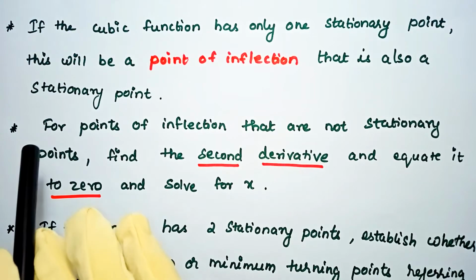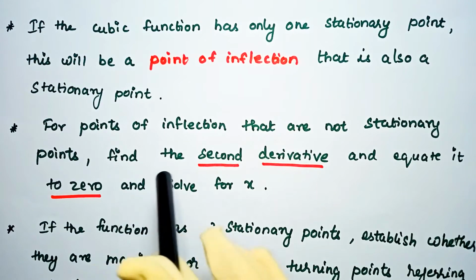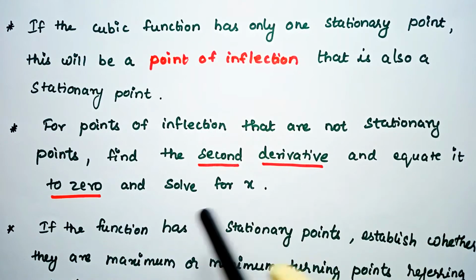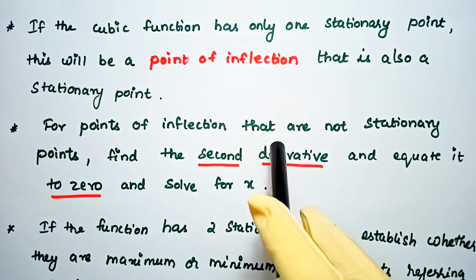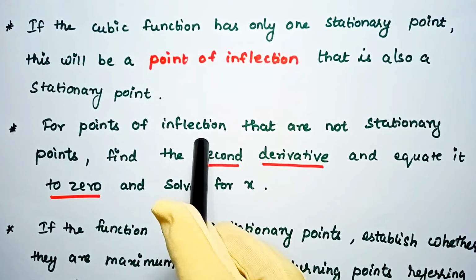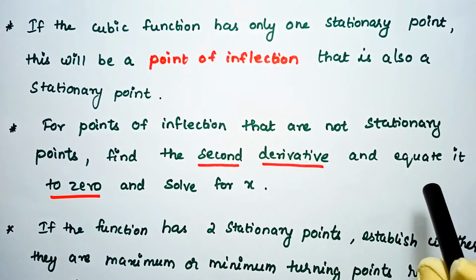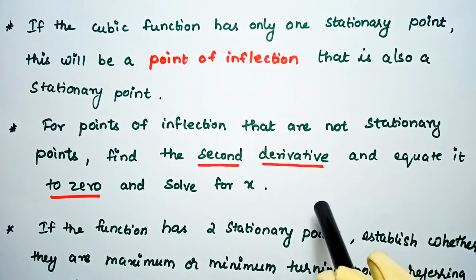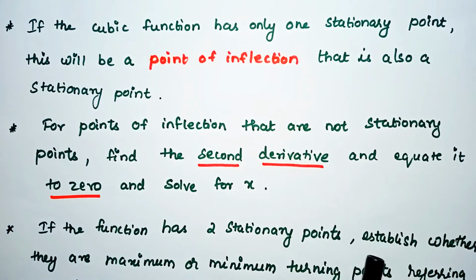For points of inflection that are not stationary points, find the second derivative, equate it to 0 and solve for x. So if the stationary points are not points of inflection, then you have to put the second derivative equal to 0 and find the point of inflection. When doing problems, you will understand more.